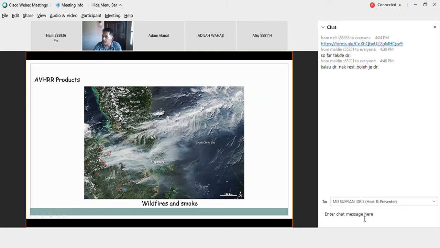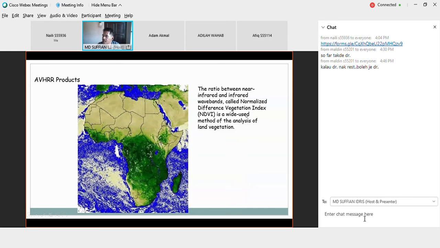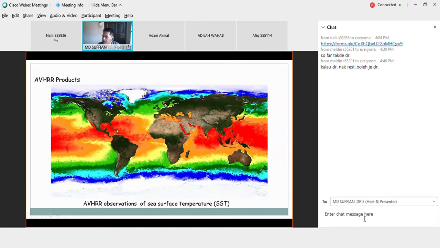Okay, this one dia punya produk, okay, so nampak kat sini, okay, untuk wildfires and smoke. Ini kebanyakannya, okay, daripada Sumatera yang jerebu, okay, bakaran terbuka, okay. So biasanya setiap bulan 5, 6, 7, okay, di Malaysia. And then kita ada okay, NDVI, normalized difference vegetation index to measure, okay, the greenness, okay, of the vegetation, okay, untuk vegetation analysis, okay. And then kita ada, okay, SST, okay, produk, okay.